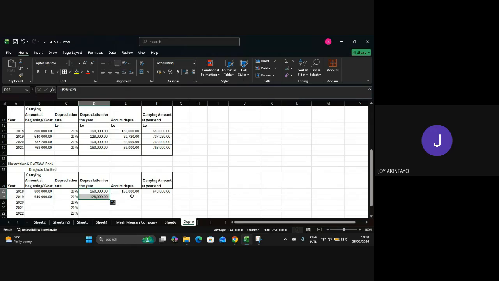Now, 128 plus 160 is this. So we have 288. Then our carrying value is, you can do it in two ways.